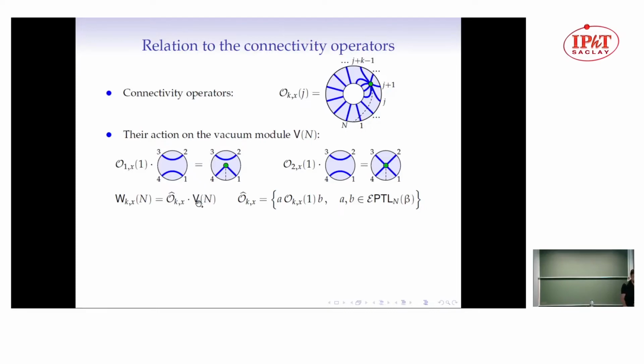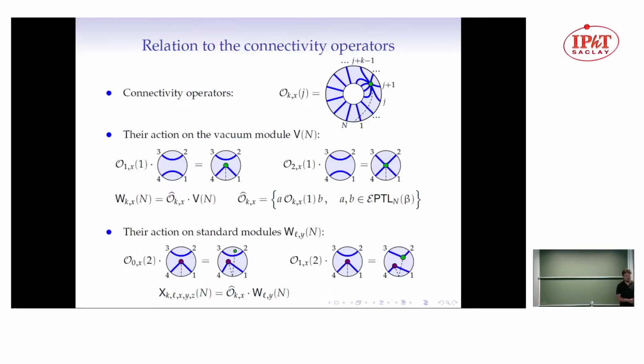We can continue further and then see how they act on standard modules. So now I have a connectivity operator acting on a link state that belongs to a standard module, which already has one of these marked nodes. If I do so here, I chose k equals 0, so I'm going to have 0 legs acting in position 2, and this turns out to add one of these connectivity operators here between 2 and 3. And the result is a state in a representation x.